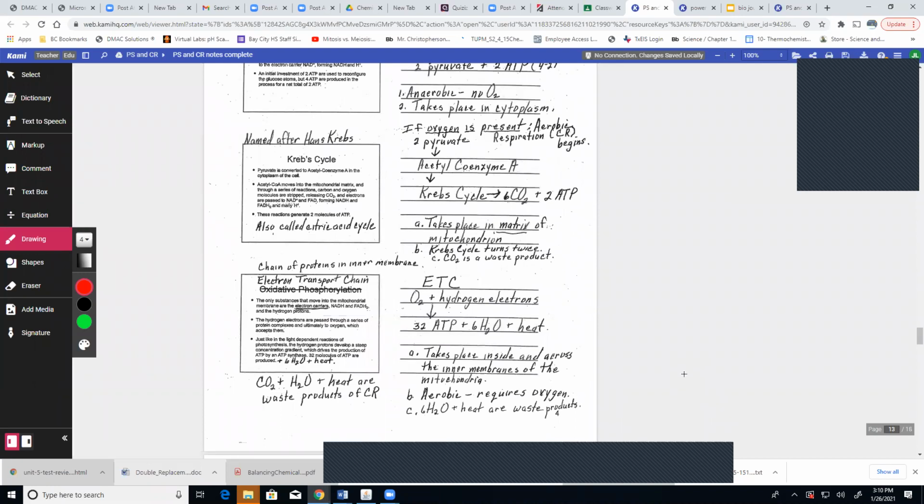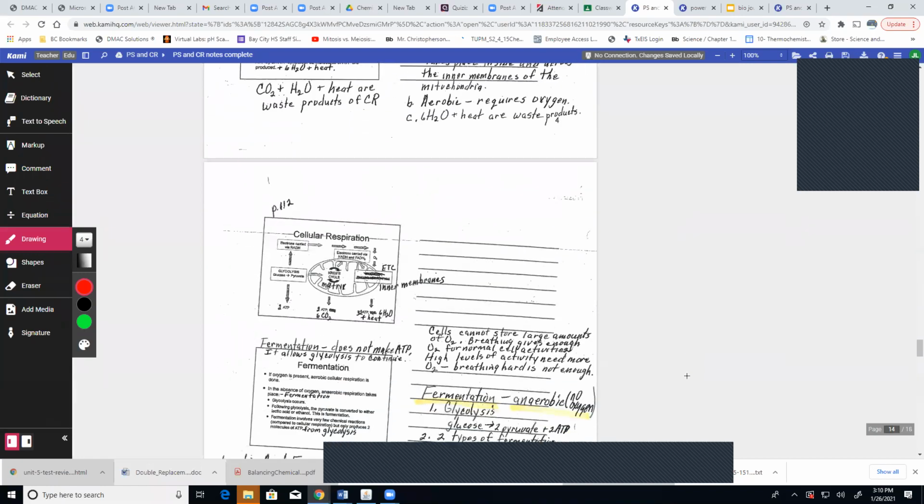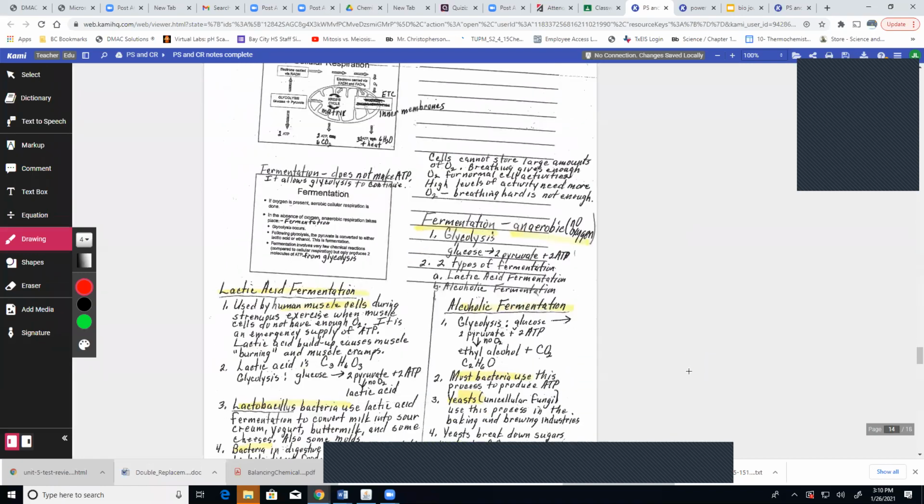Remember, if something is anaerobic, then that means it does not require oxygen. So glycolysis is anaerobic, but Krebs and the electron transport chain are aerobic. They require oxygen. And then we talked about if we don't have enough oxygen, then after glycolysis, the organism will begin some type of fermentation just to make a small amount of ATP, not nearly the 36.